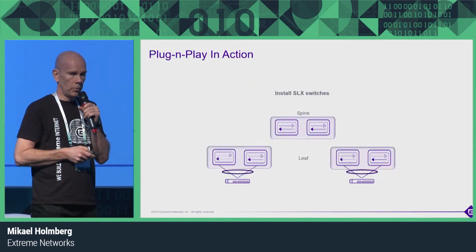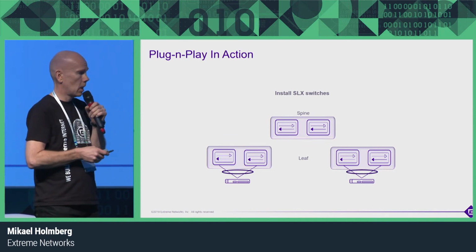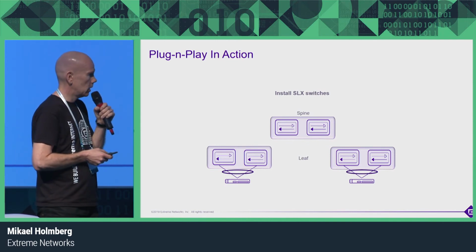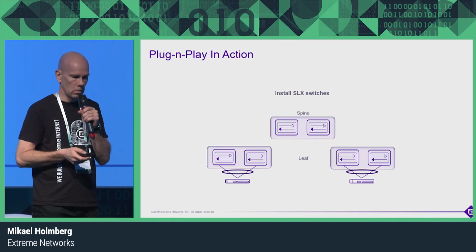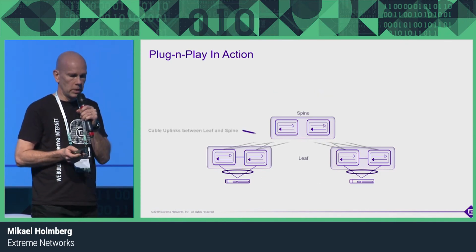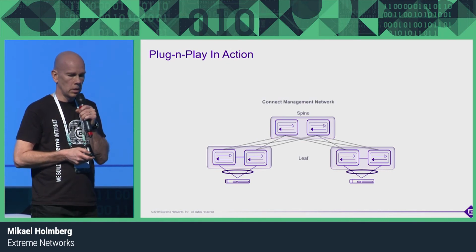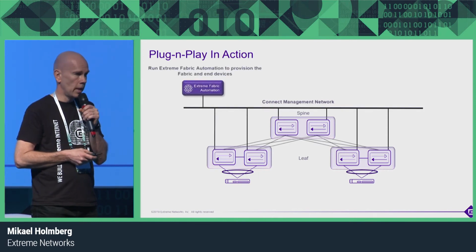So to put this into some context, what does it mean? I'm just grabbing here an example of a small fabric where you have your fabric hardware. You have your top of rack switches, your leaves, cabled as an MCT construct, a layer 2 construct. The next thing you do is cable up your leaves to the spines. Then you connect your control, the management network, and obviously you would have your EFA connected to your management network here.